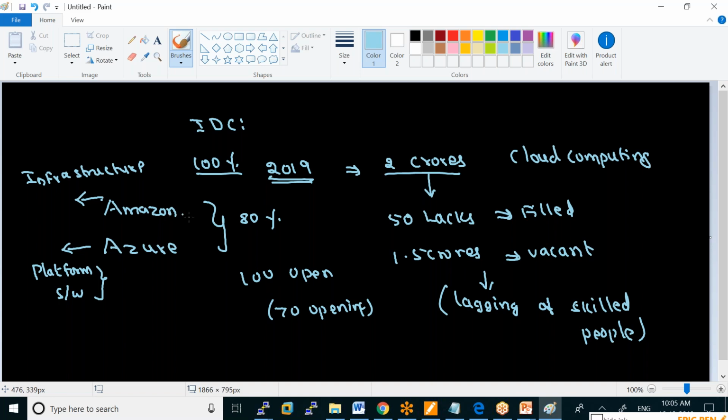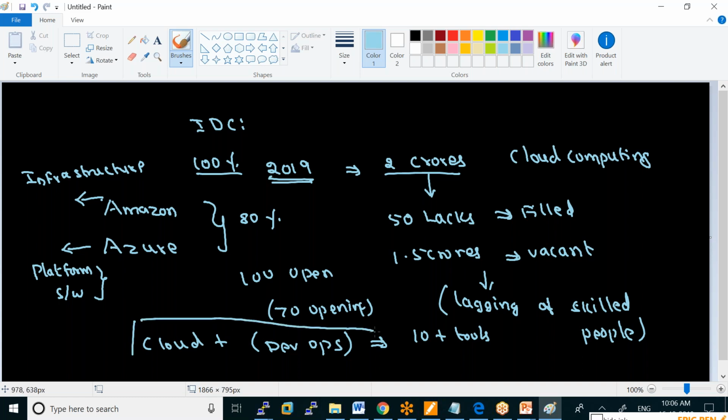Apart from that, there is another thing called DevOps, a combination of cloud with DevOps. DevOps is nothing but automation of both development and operations. In DevOps we cover around 10 plus tools like Git, GitHub, Maven, Jenkins, Chef, Puppet, Ansible, Docker containers, Kubernetes, Terraform, and then Nagios, CloudWatch, etc.